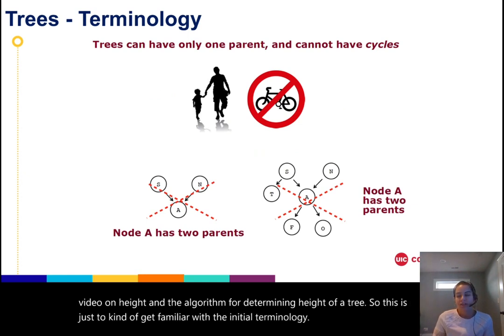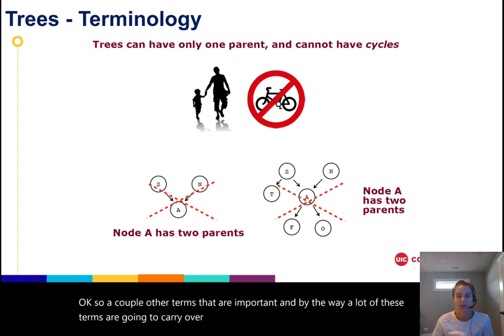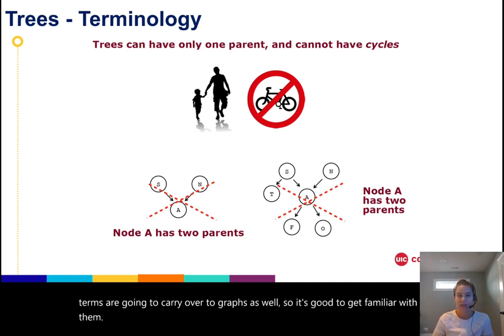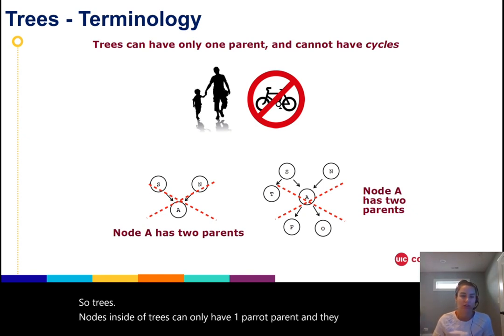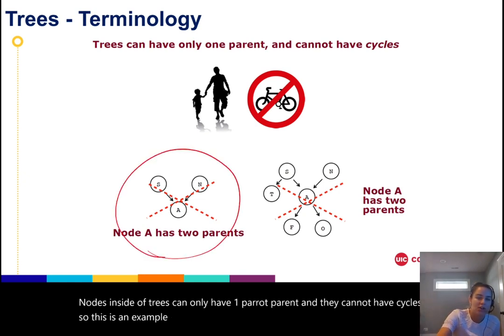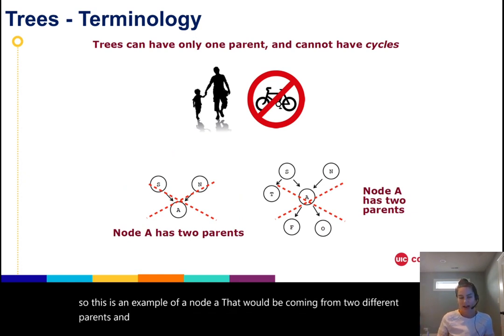Okay, so a couple other terms that are important. And by the way, a lot of these terms are going to carry over to graphs as well, so it's good to get familiar with them. So trees: nodes inside of trees can only have one parent, and they cannot have cycles. So this is an example of a node A that would be coming from 2 different parents, and that's never allowed. A tree can't have that feature.